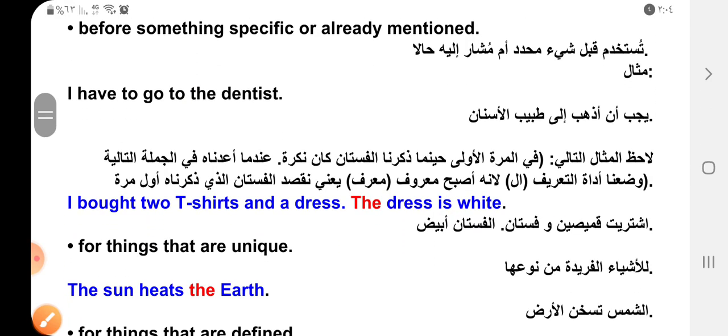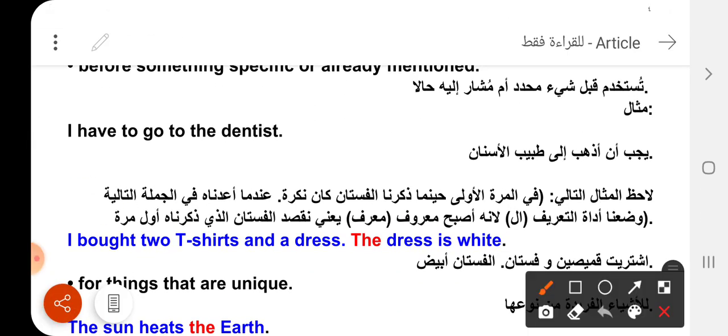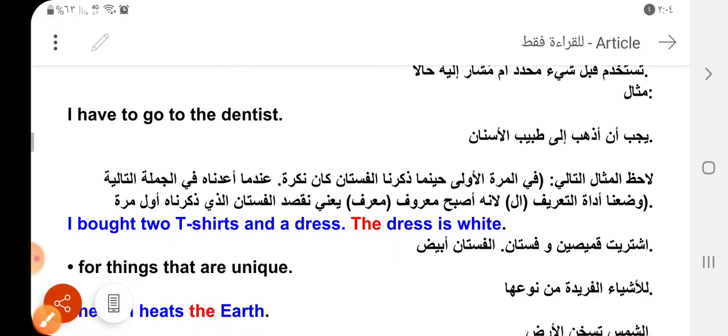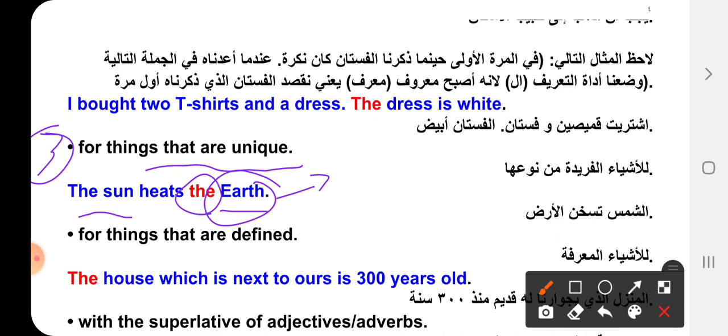Now look at this example: I bought t-shirts and a dress. That dress is white. Why do we put the here? Because the dress is already mentioned, right? So I put the because it's already mentioned. Number 3, we use it for things that are unique, like the sun heats the earth. All of you know that earth is a unique noun, right?